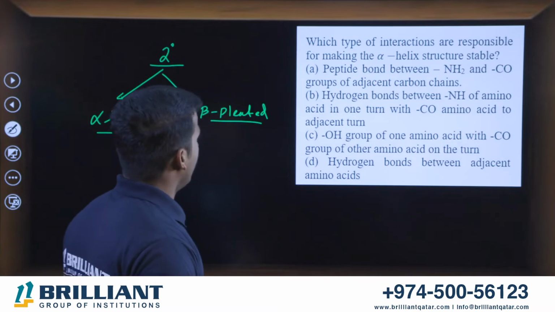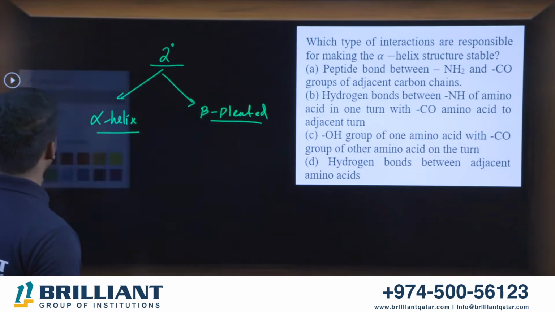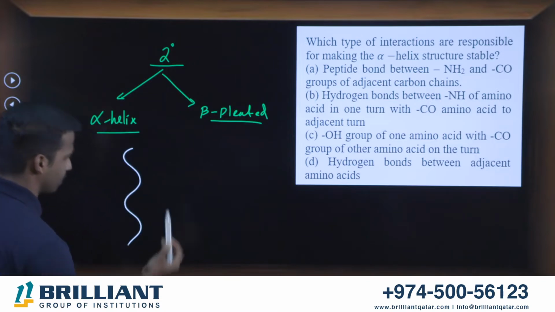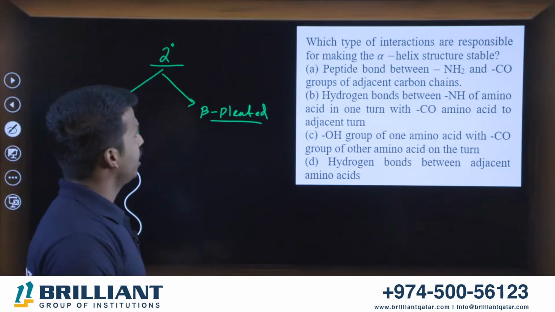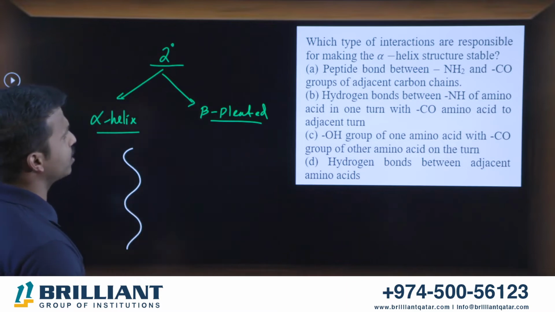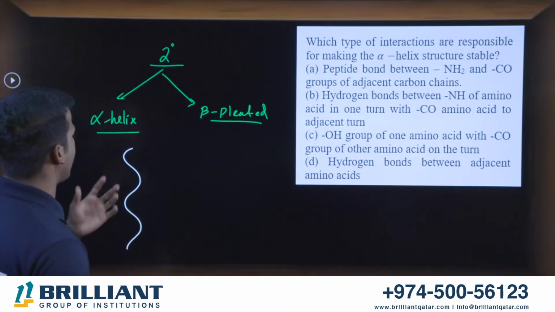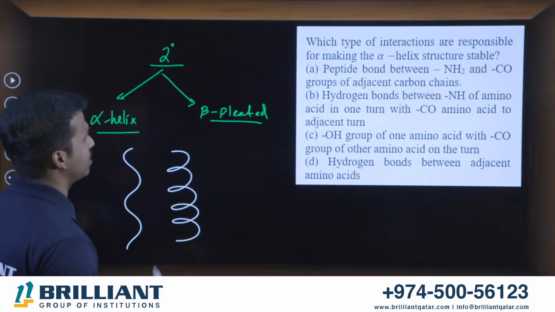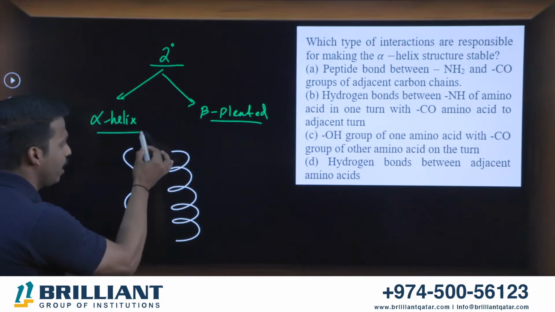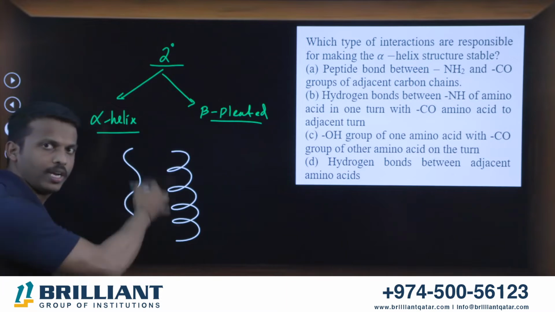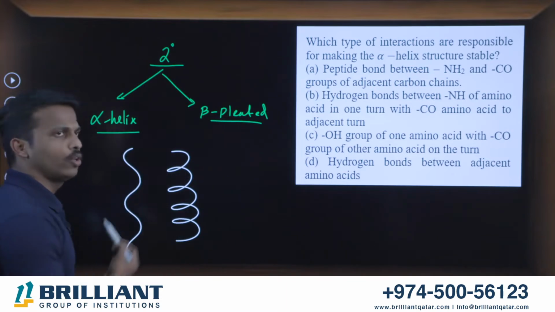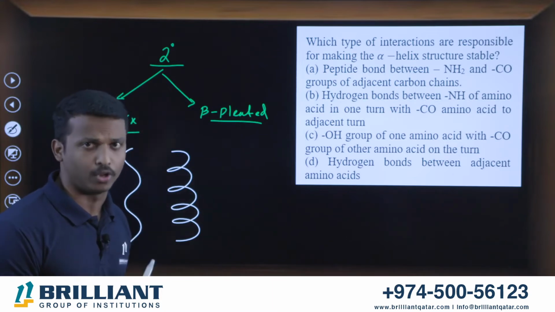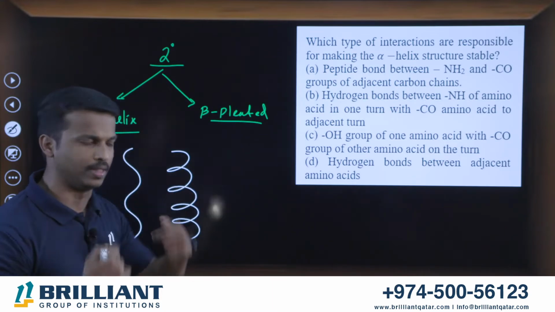All right. In the alpha helical structure, you may have studied the helical geometry, right? The helical geometry is like this. And the question: which type of interactions are responsible for making the alpha helical structure? If you consider this a polypeptide chain, a protein chain, it contains an acid group and an amine group. Overall, amide linkages will be there, right?